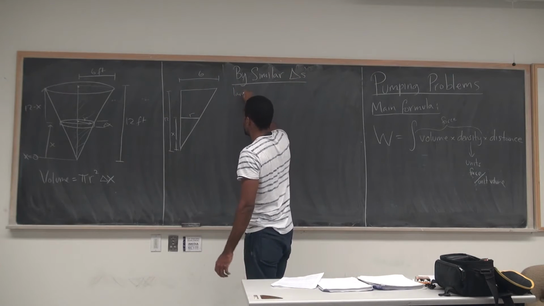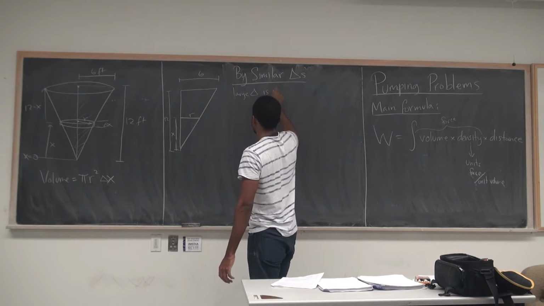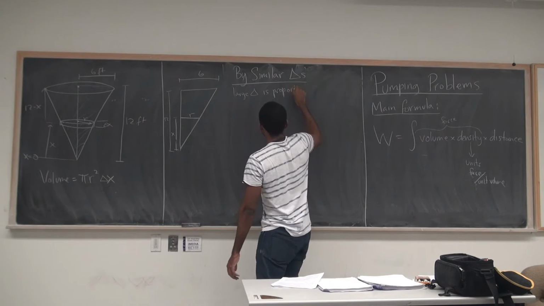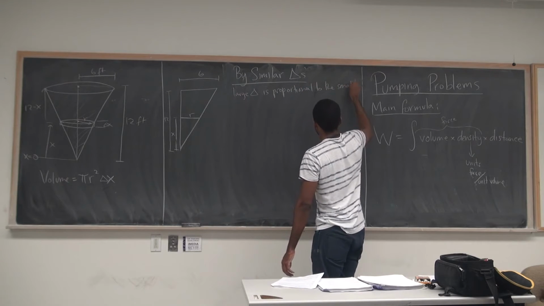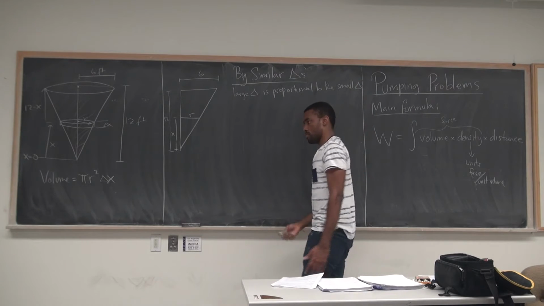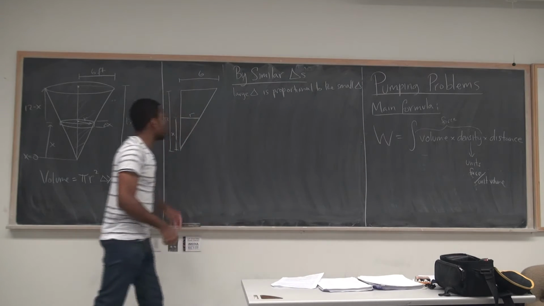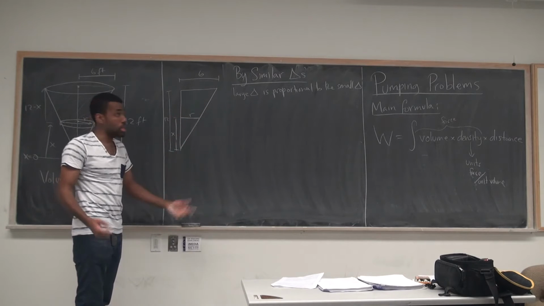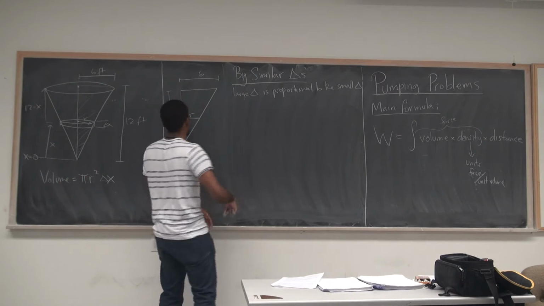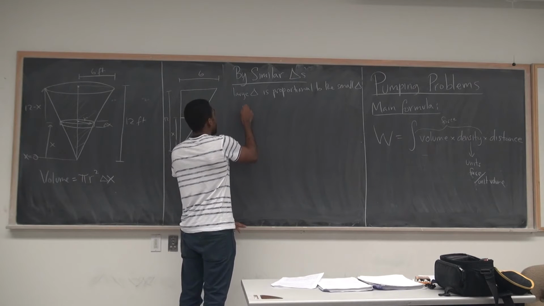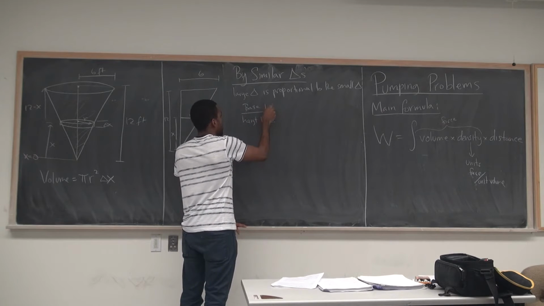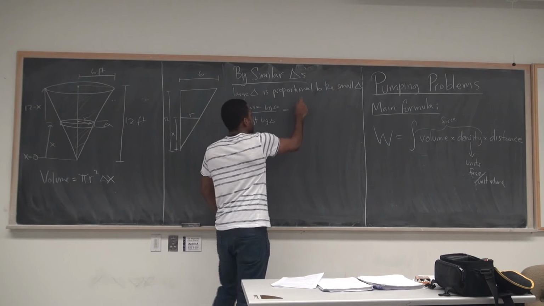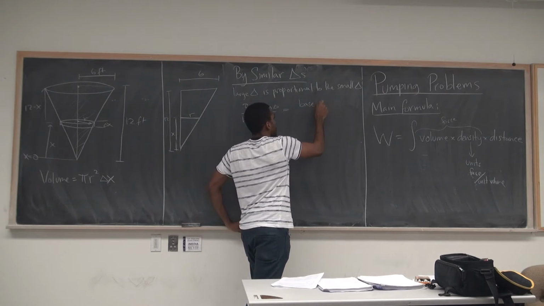The large triangle is proportional to the small one, right? Because they're similar triangles, which means the ratio of corresponding sides have to be equal. So if I look at the large triangle, for example, if I take the base over height for the big triangle, it must be equal to the base over height for the small triangle.